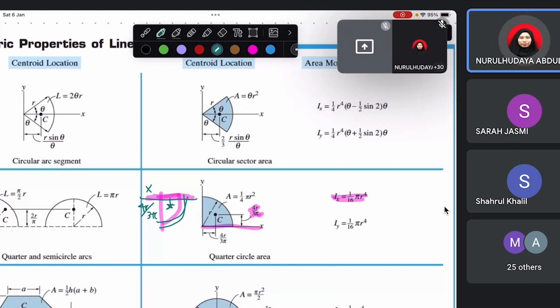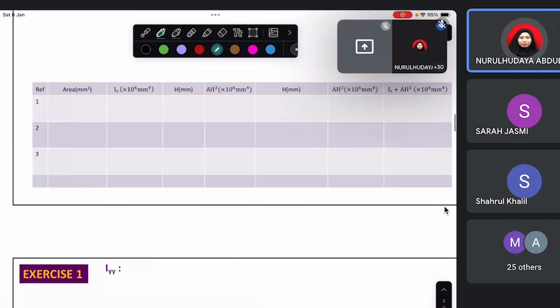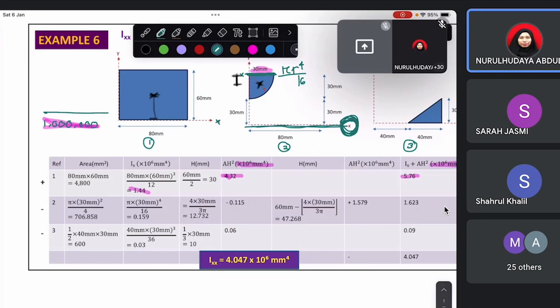So, we want to transfer it to the centroid first. That is, the distance to the centroid is the H we want. Going to the centroid first, this is it: 4r divided by 3 pi. So, you get its H. So, you transfer it to the centroid first. After that, you calculate the value of A H square: 12.732 power of 2 times 706.858 divided by 1 million. So, you will get 0.115.